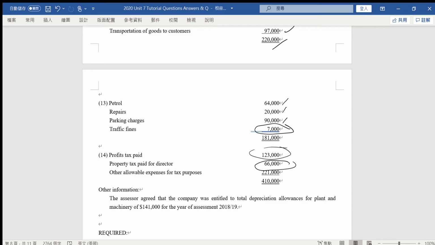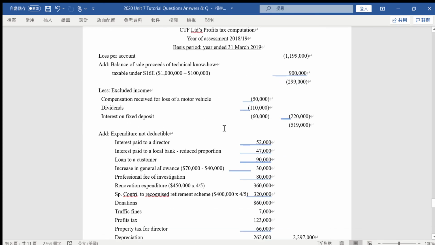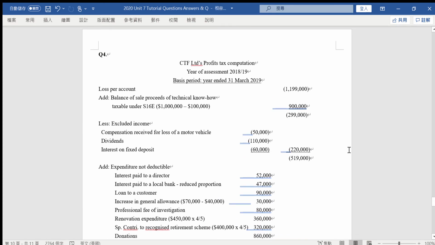Okay, and finally, the assessor mentioned the statutory depreciation allowance for this year is 141,000. That's why this is the amount related to the machinery or those things, and that's why this one is the official one. Okay, it's allowed to deduct. Then we will adjust those figures. That's why for the profit tax computation, you just work it back.